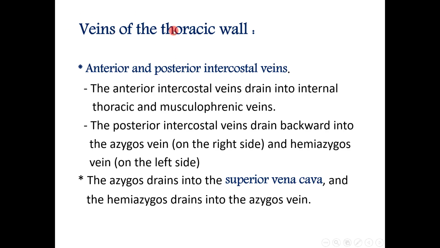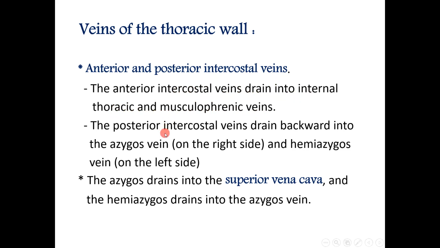The veins of the thoracic wall. We have the anterior and posterior intercostal veins. As you know, most of the veins take their names from the names of the arteries. As we said, we have anterior and posterior intercostal arteries, so we have anterior and posterior intercostal veins. The anterior intercostal veins drain into the internal thoracic and musculophrenic veins.